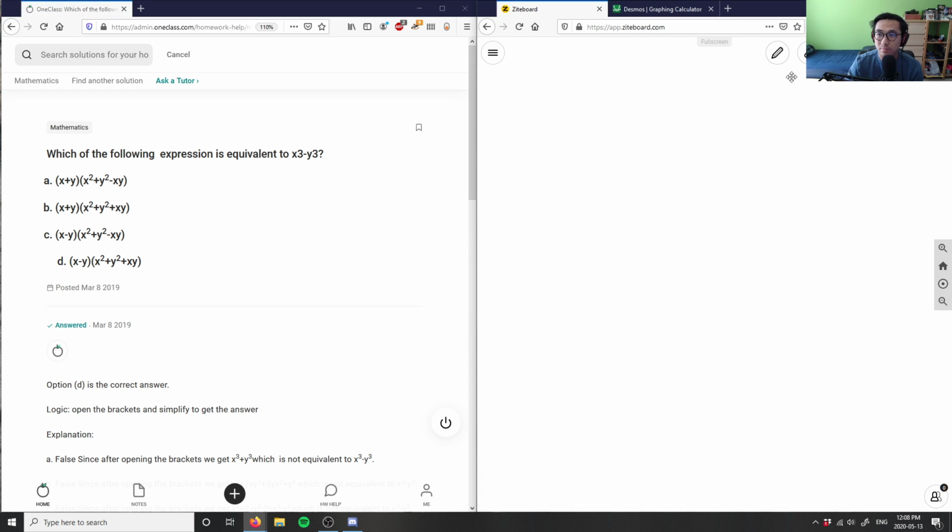Number 2 is asking us which of the following expressions is equivalent to x cubed minus y cubed. So I want an expression that is equivalent to x cubed minus y cubed. This here is, if you know from grade 12, our difference of cubes, right? This here is a difference of cubes.